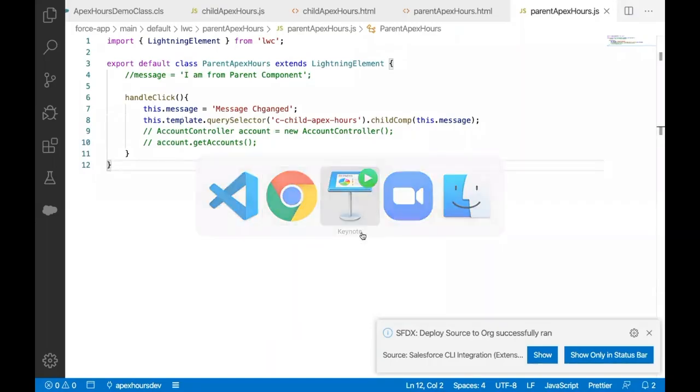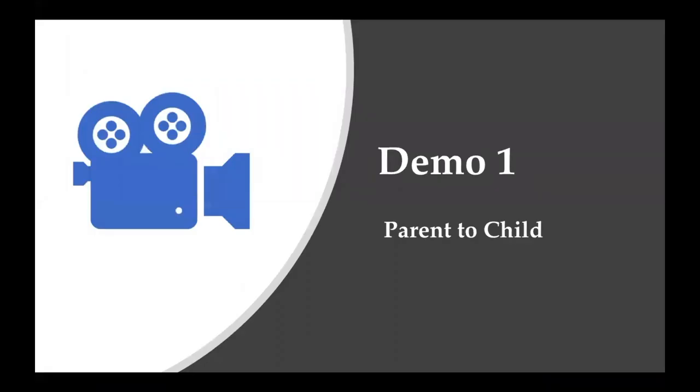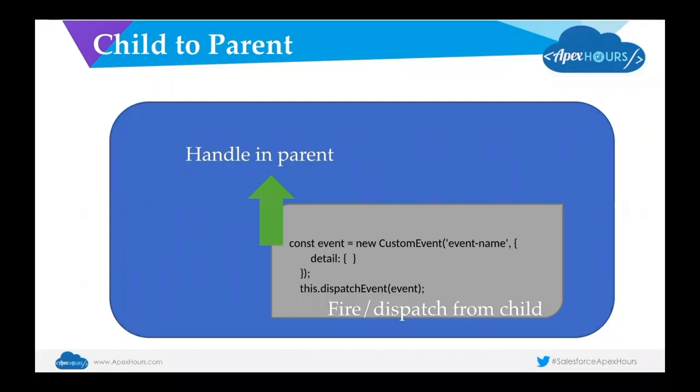Now, if you want to communicate from child to parent, that means if you want to send some data from your child component to the parent component, how can you do that? For that, we have got custom events that are provided inbuilt by standard web standards. We have got a new class called CustomEvent. We have to dispatch that from the child component, and then we need to handle the event in the parent component. So we first need to dispatch an event from a child component. To dispatch the event, we have got this syntax, and we are going to discuss each and every element in detail while we are developing this code.